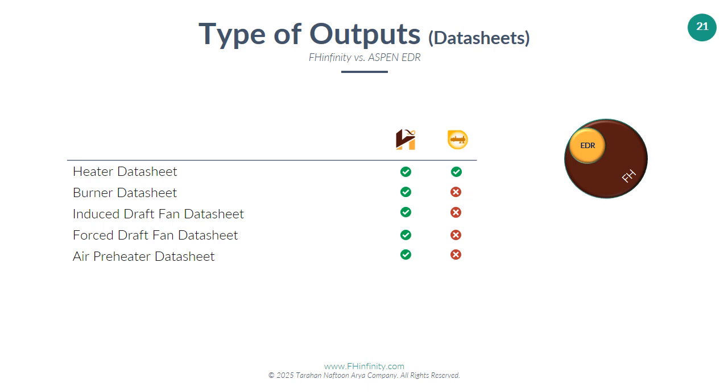Engineering is about documentation. When you run a simulation in EDR, you get a short version heater datasheet in a simple format. In FHinfinity, you get a complete package. Heater datasheet, burner datasheet, fan datasheets, and APH datasheet. We generate ready-to-use engineering documents for every major component. This saves you hours of manual calculation and formatting.